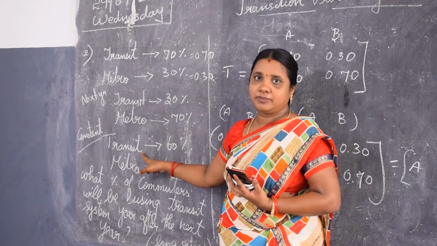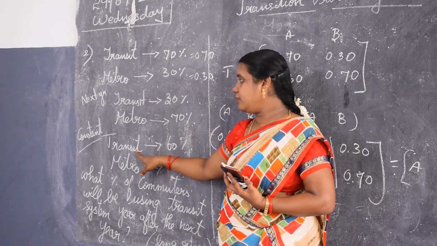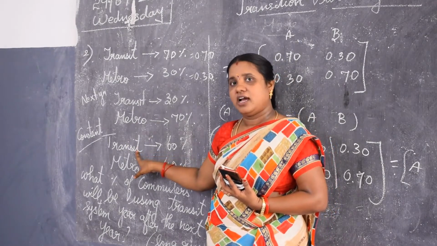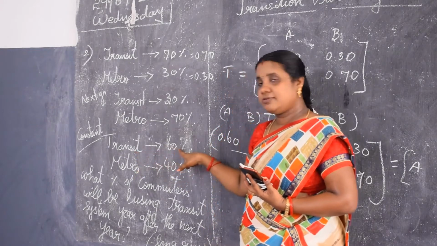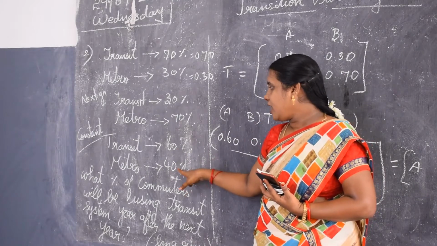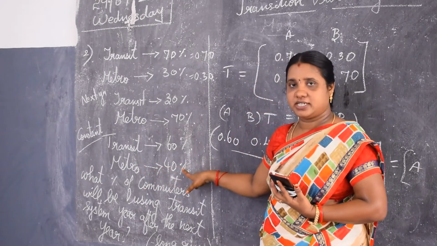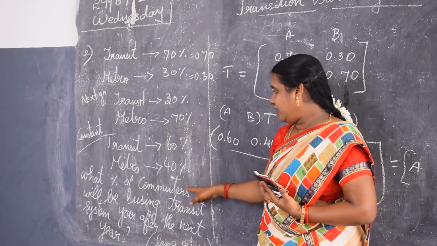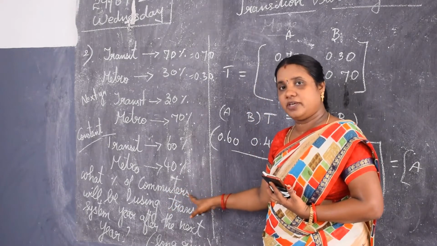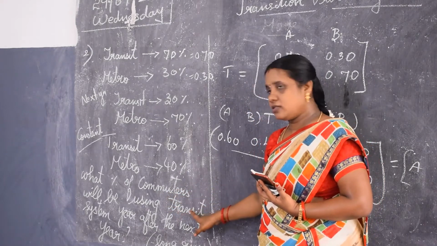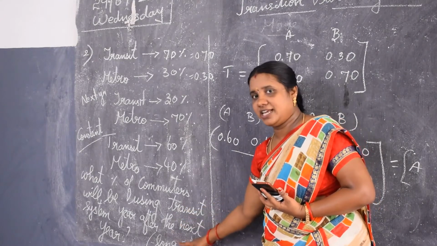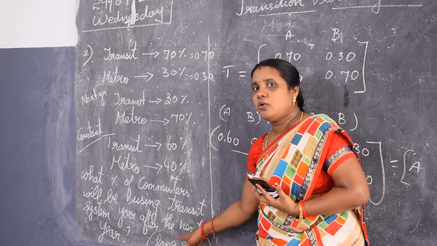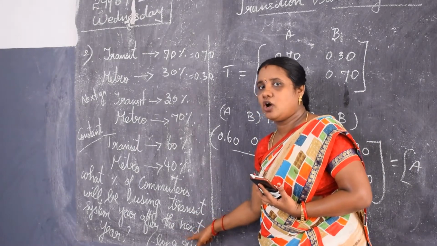See, suppose the Chennai city population is constant, without changes, and in equilibrium position, the transport system is 60% and the metro train is 40%. Actually you have to find what percentage of commuters will be using the new transport system. You have to find year after year. Next, our second subdivision is you have to find what percentages are using after a long run.